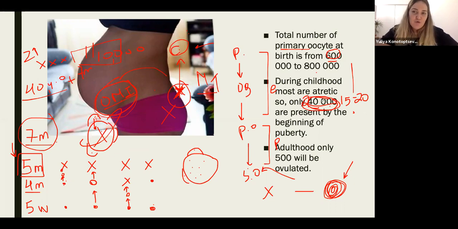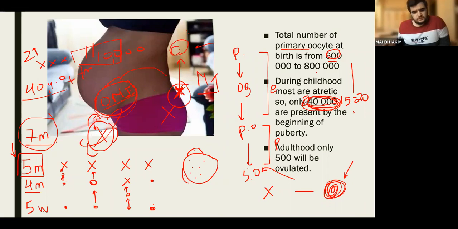Okay, so if you do the math, if according to the anatomy department we have 40,000, then it will finish when I'm 30. You will reach menopause when you're 30. That's not the case. You reach menopause when all of the oocytes are finished, when you're about 40 to 50 years old. So the initial number when you start puberty should be 240,000. But again, for the exam, it's 40,000.